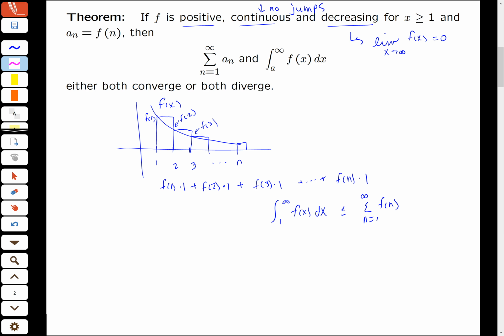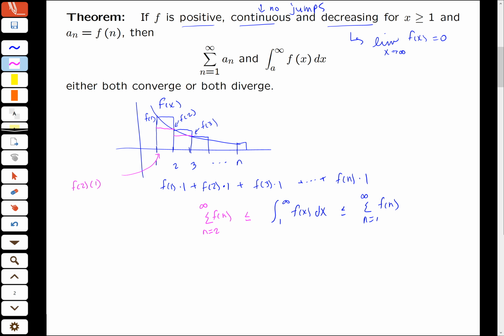Now, if I use the other endpoint, then the area for the first one right here would be f of 2 times 1. Does that make sense? And the next one over here is going to be f of 3 times 1, and so forth. So I know the smaller sum is going to start at n equals 2 to infinity of f of n.